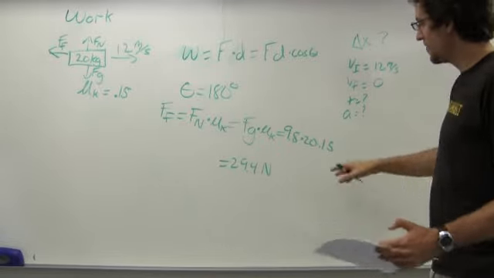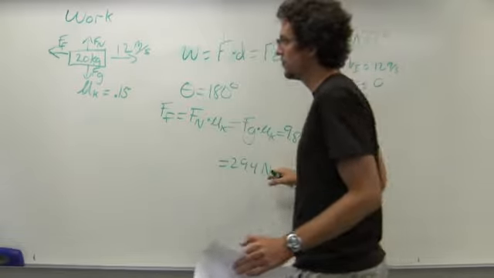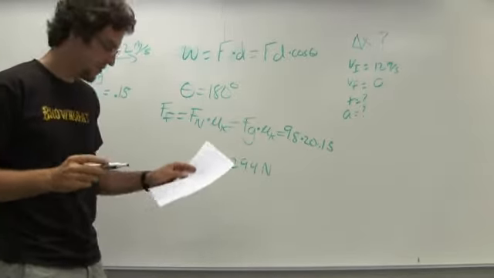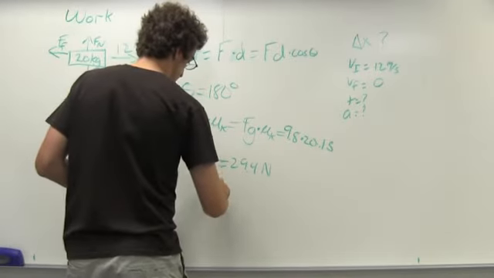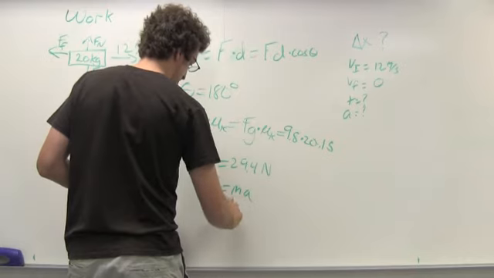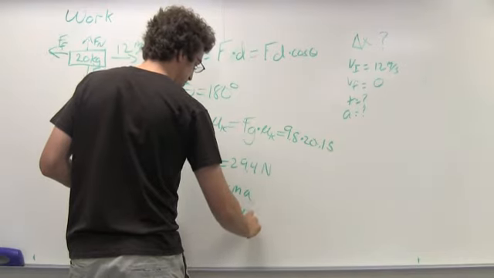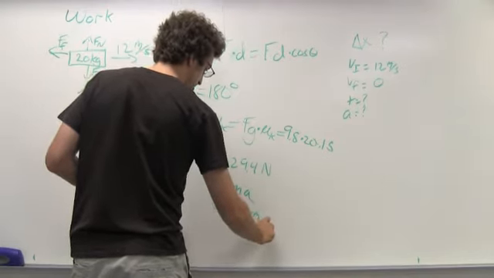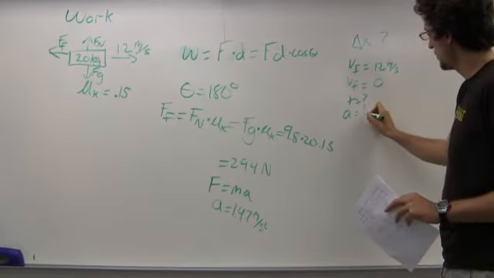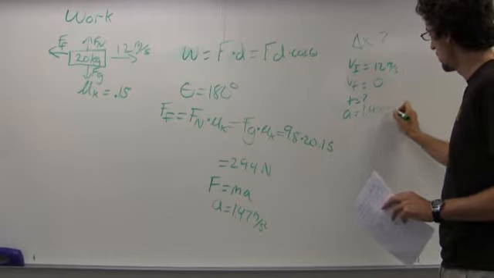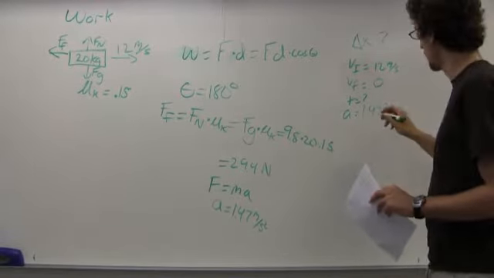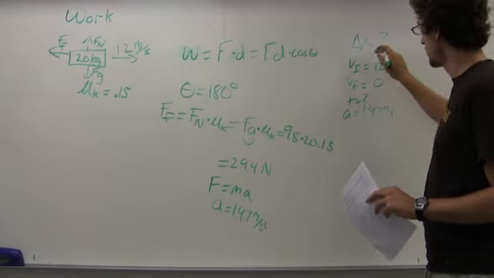The only information we have is this force here. And since the frictional force is the only force causing the acceleration, we can actually find the acceleration from that by knowing that F equals ma. And our a is going to come out to be 1.47 meters per second squared. So by plugging that in, we now have enough information to find our change in x.